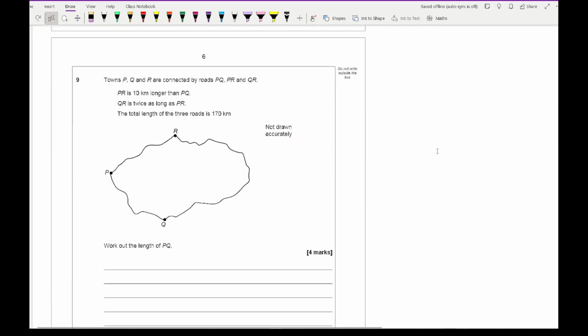So looking at this, if I connect these 3 points up, it doesn't necessarily need to be straight lines. If we say that PQ is x, then P to R is 10 kilometers longer, so that's going to be x plus 10. It also says that QR is twice as long as the road PR, so if we put brackets around that, this length here is going to be 2 lots of x plus 10. Now if I add up all the roads, PR plus RQ plus PQ, that's all going to add up to 170.